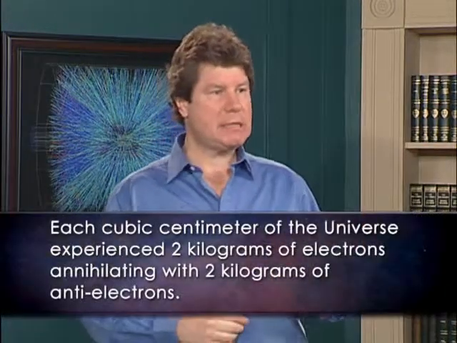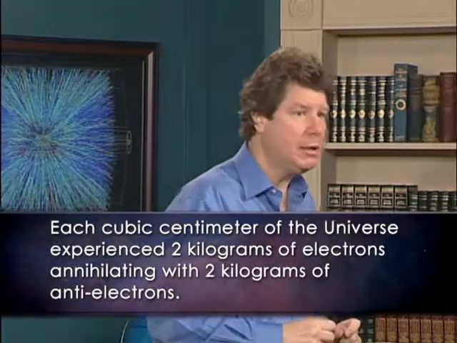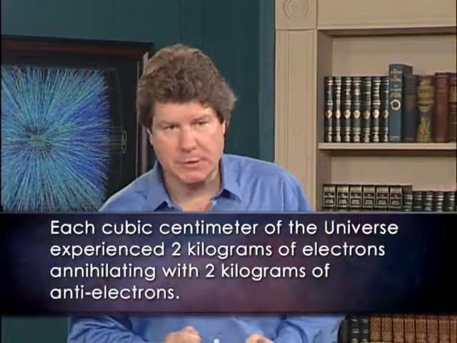Okay, now let's just follow that same transition but going forwards in time. Near 10 seconds and spanning an interval of a few seconds, each cubic centimetre of the universe experienced 2 kilograms of electrons annihilating with 2 kilograms of anti-electrons. Now, before that time, that conversion of matter into energy was immediately balanced by an equal conversion of energy into matter. But as the temperature dropped below the threshold, that backwards conversion of energy to matter could no longer occur. So this became a one-way release of energy.